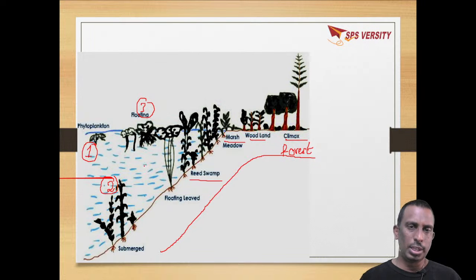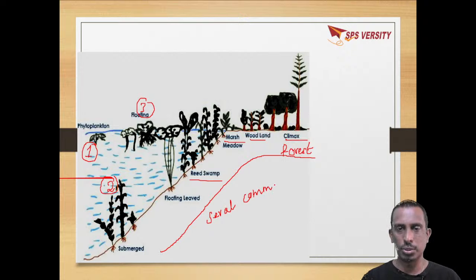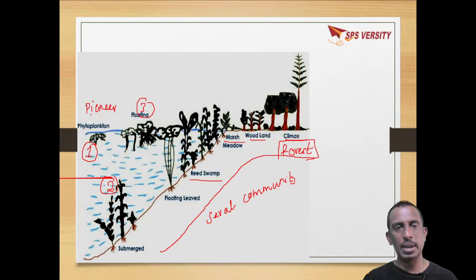So these stages are called serial communities, and this entire sequence is called hydrosere. The climax community is the forest, and the pioneer community is the phytoplankton in the pond. Initially it is occupied by phytoplankton in the pond, later on by submerged, free-floating, reed swamp stage, marsh meadow stage, woodland stage, and scrub stage, and finally the climax stage, the forest community.